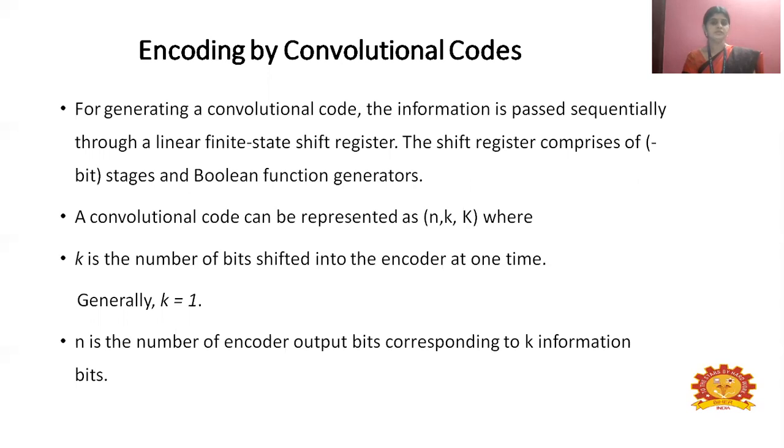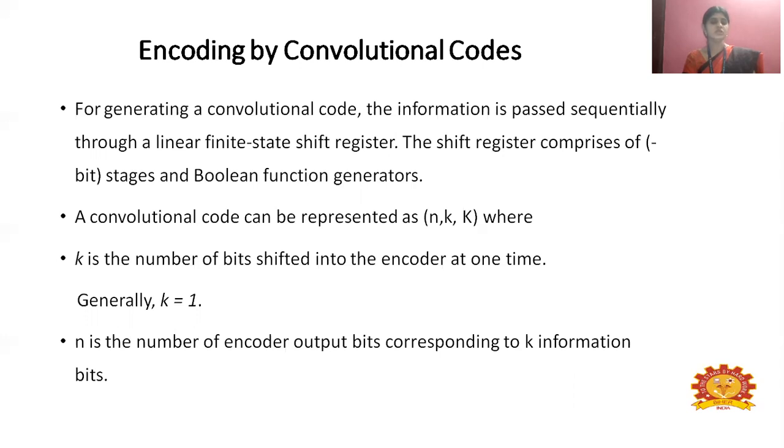Encoding by the convolutional codes. For generating a convolutional code, the information is passed sequentially through a linear finite state shift register. The shift register comprises bit stages and Boolean function generators. Boolean function generators refer to the modulo 2 adders.